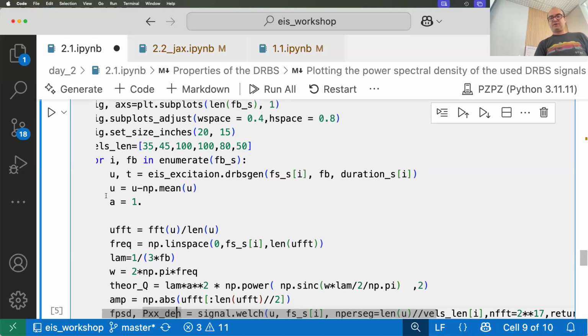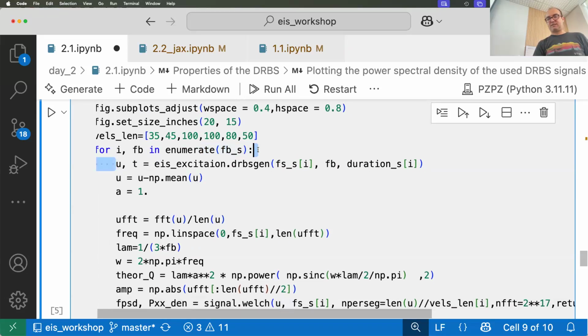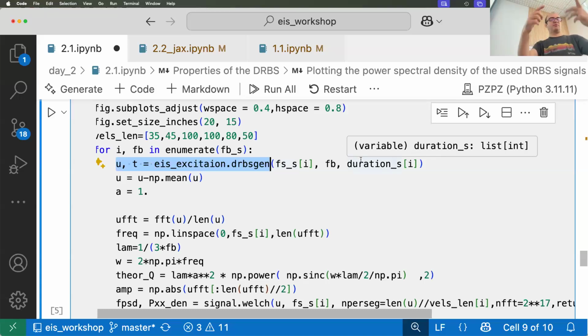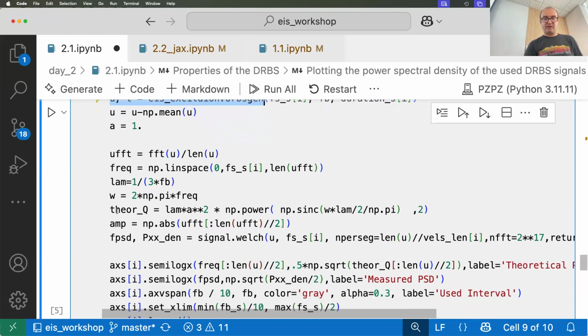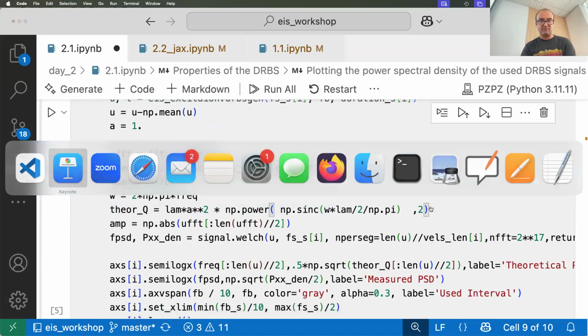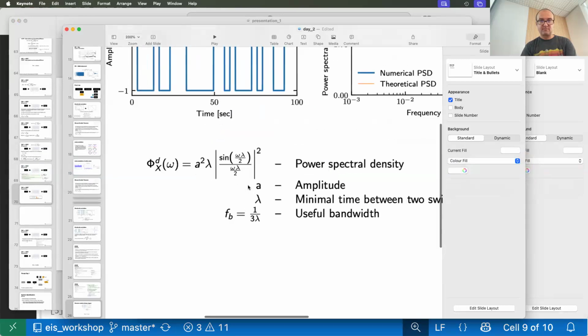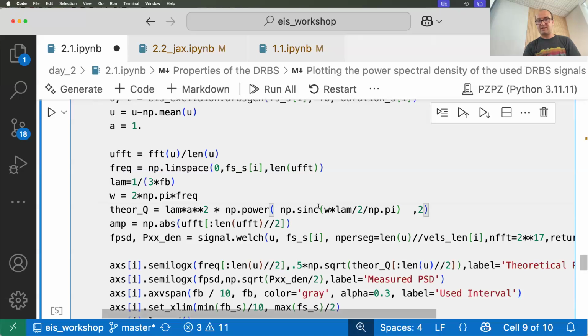So what I'm doing here is I generate the PRBS signal with certain bandwidth, sampling frequency, and duration for all of these parameters. And how do I calculate the power spectral density? This is the theoretical one. If you see this, this relation is actually A squared lambda sinus x over x. Sinus x over x in Python is sinc. So this is the theoretical one.